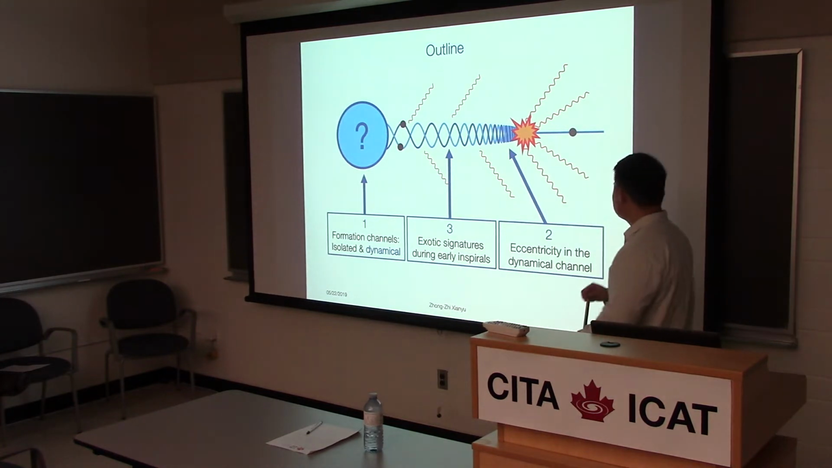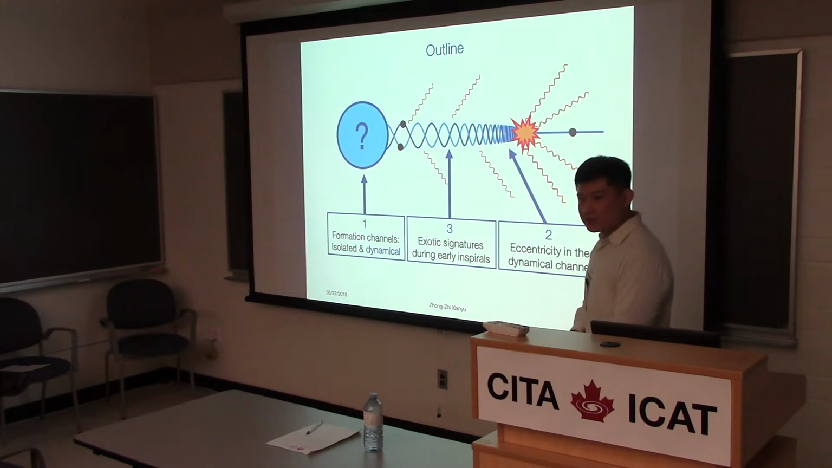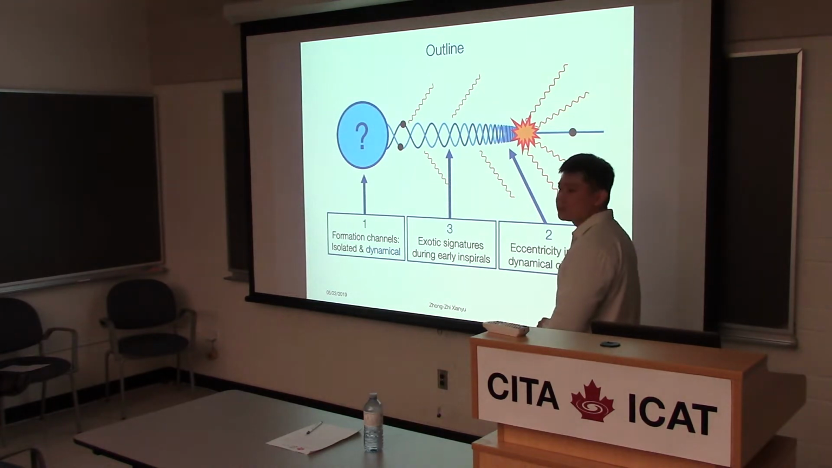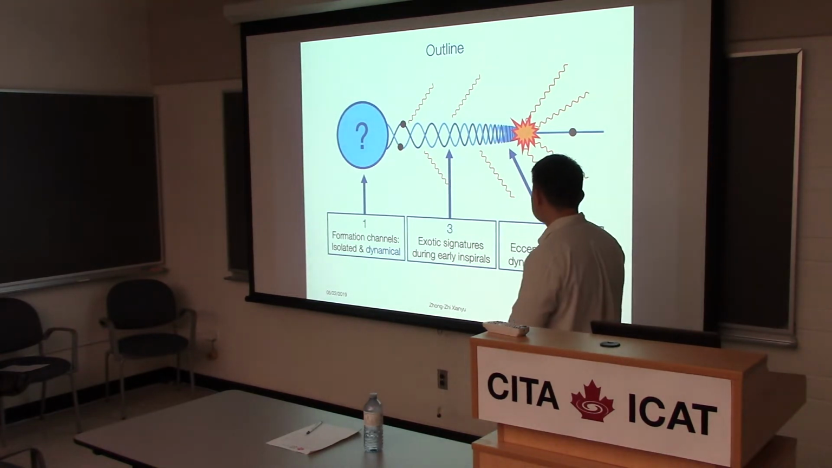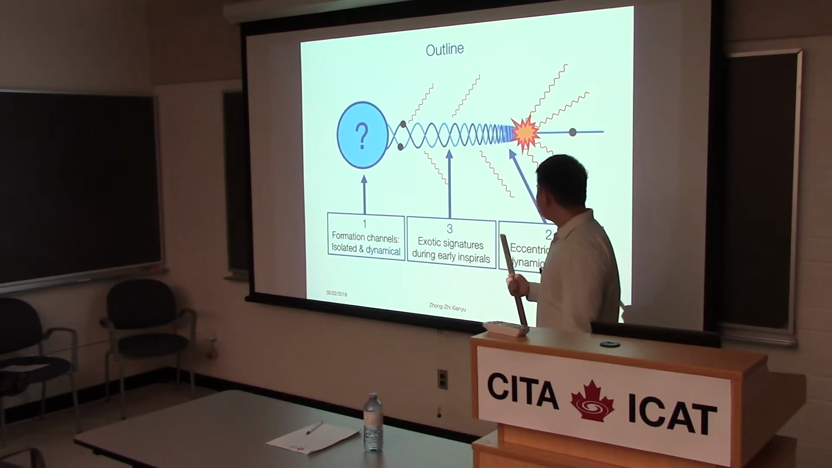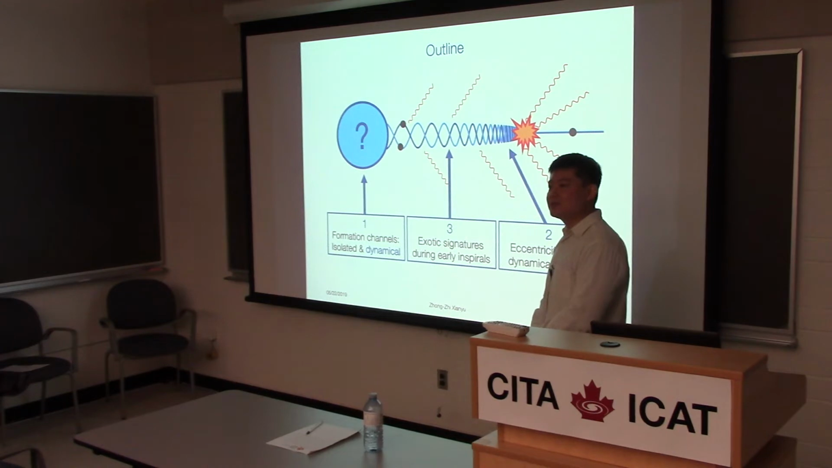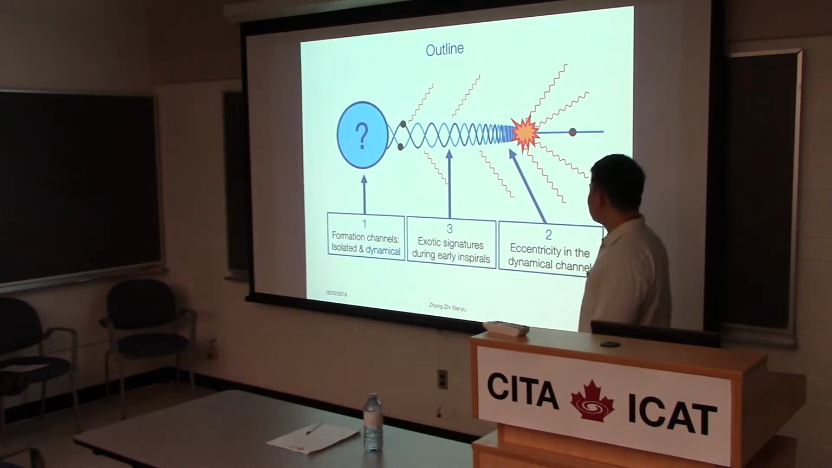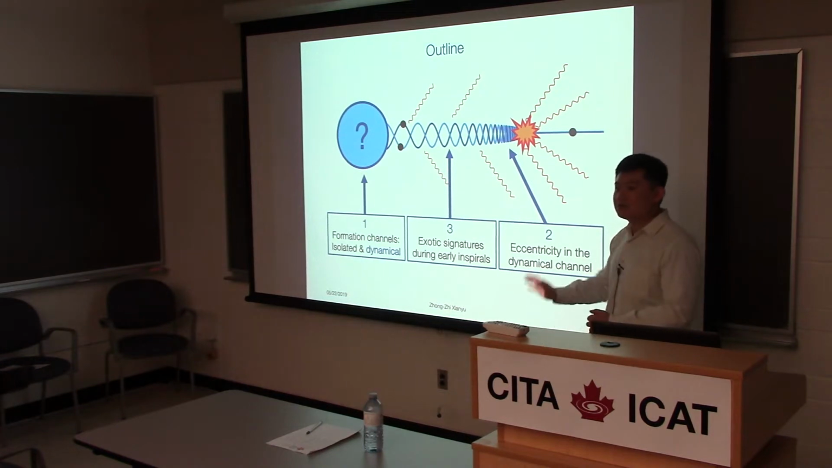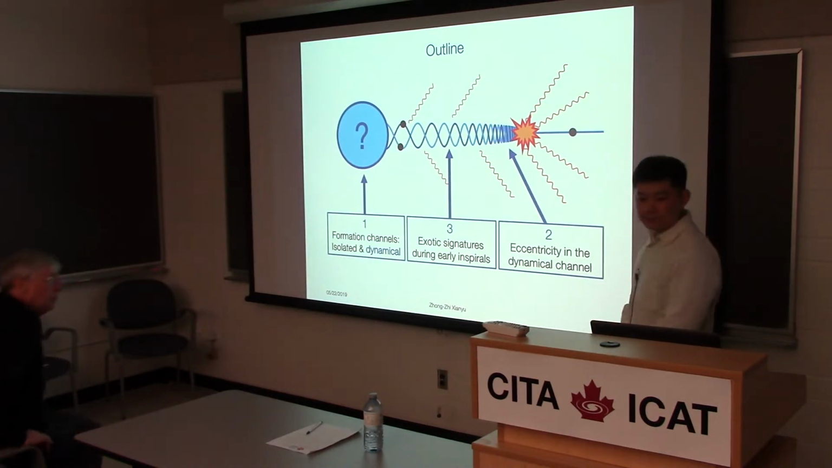Then I will show you some observables in the waveform of gravitational waves which you can use to tell the channels apart. And thirdly, I will talk about some exotic signatures we find quite interesting, which may be very useful on top of observables like eccentricity to tell different channels apart.